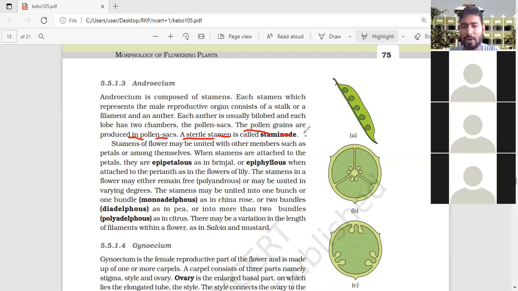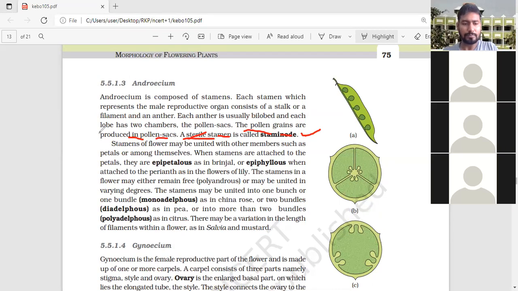A sterile stamen is called a staminode. Similarly, in the female part, the carpel, if the carpel is sterile, that is called a pistillode. Carpel or pistil is the unit of the reproductive structure, the gynoecium. The unit of the gynoecium is the pistil or carpel. If the pistil is not fertile, meaning sterile, that is pistillode. If a stamen is sterile, that is called staminode.